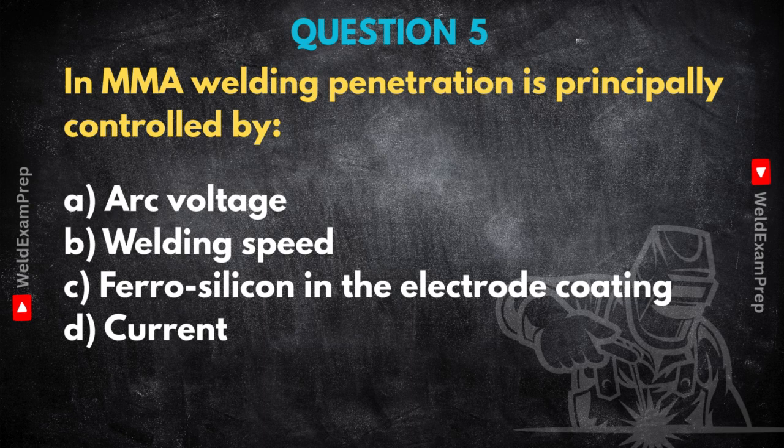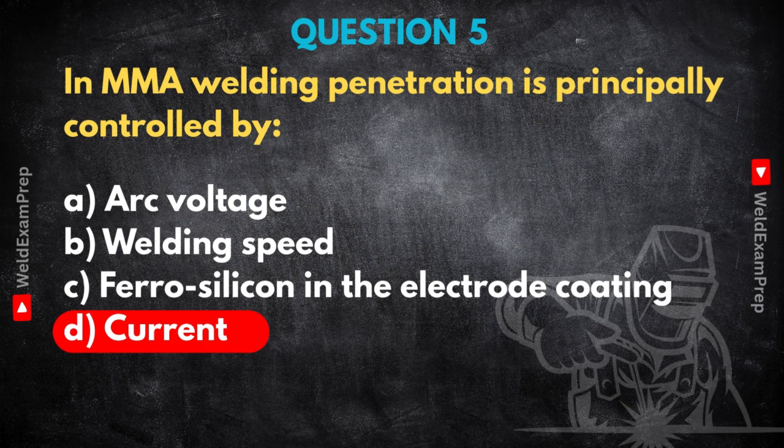Principally controlled by, that's the key phrase there. Right. Lots of things influence it, but what's the main driver? The answer is D, current. Current, amperage. That's your main control knob for penetration depth. Why is current the dominant factor? Because current is directly related to the amount of heat being generated at the arc. More current means more electrons flowing, which means more energy being released, more intense heat. And more heat melts more metal. Exactly. Higher current equals higher heat input, which drives the melting deeper into the base material. It's a pretty direct relationship.